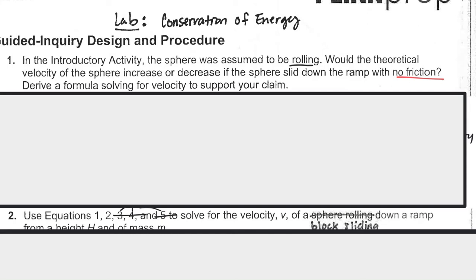Okay, so we're looking at number 1. In the introductory activity, what you did last week, the sphere was assumed to be rolling. So that means it's rolling. Would the theoretical velocity of a sphere increase or decrease if it slid down the ramp instead with no friction? What do y'all think? Increase or decrease?